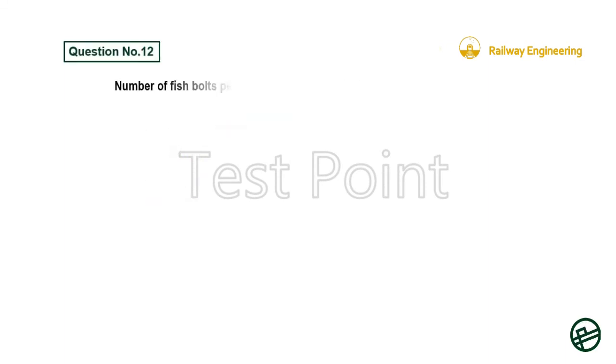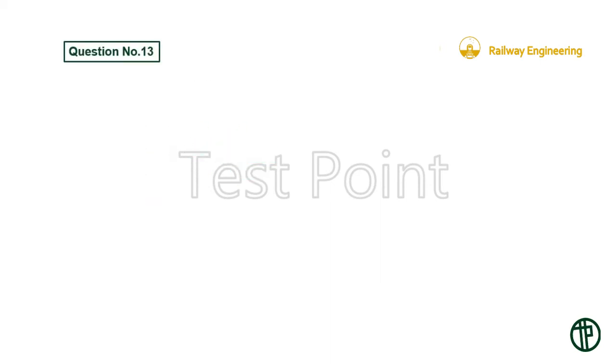Question number 12. Number of fish bolts per fish plate is: option A, 2. Option B, 4. Option C, 5. Option D, 6. Answer is option B, 4.